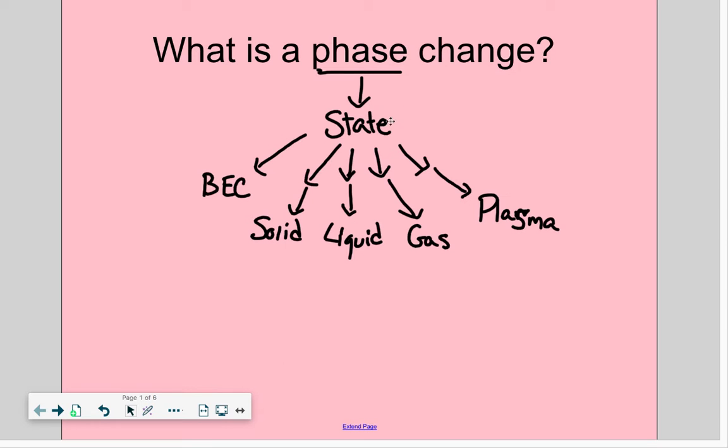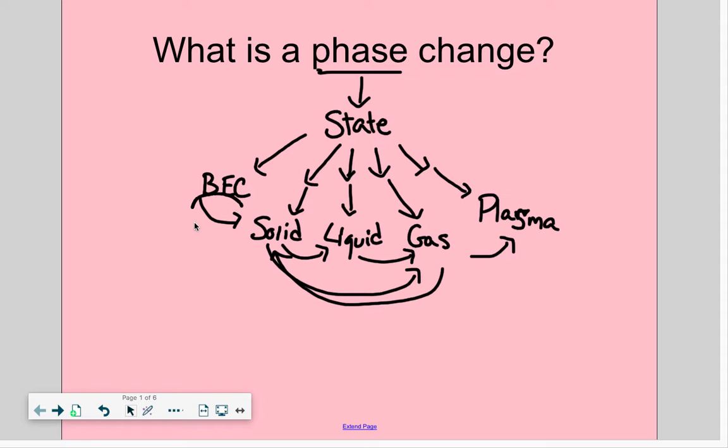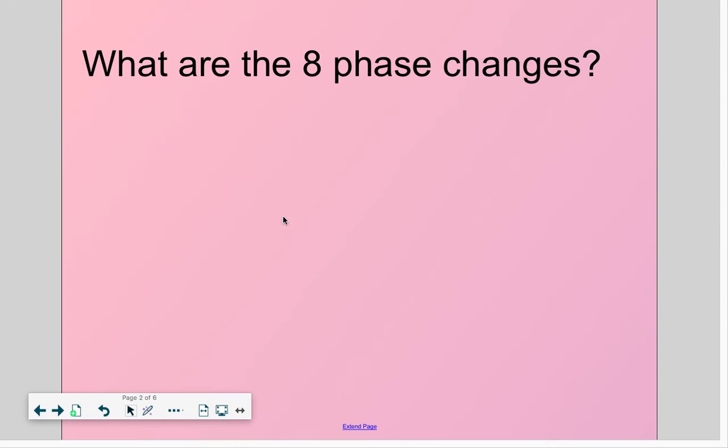So that is basically what we're looking at: a phase change is going to go from, say, one state to the next. And that would be considered a phase change. Or I could say that it's a solid directly to a gas, or a gas directly to a solid. We're actually not going to be looking at this right here because more or less Bose-Einstein condensate is kind of like a solid form. It's just in a more clumped kind of form. Alright, so there are 8 phase changes.